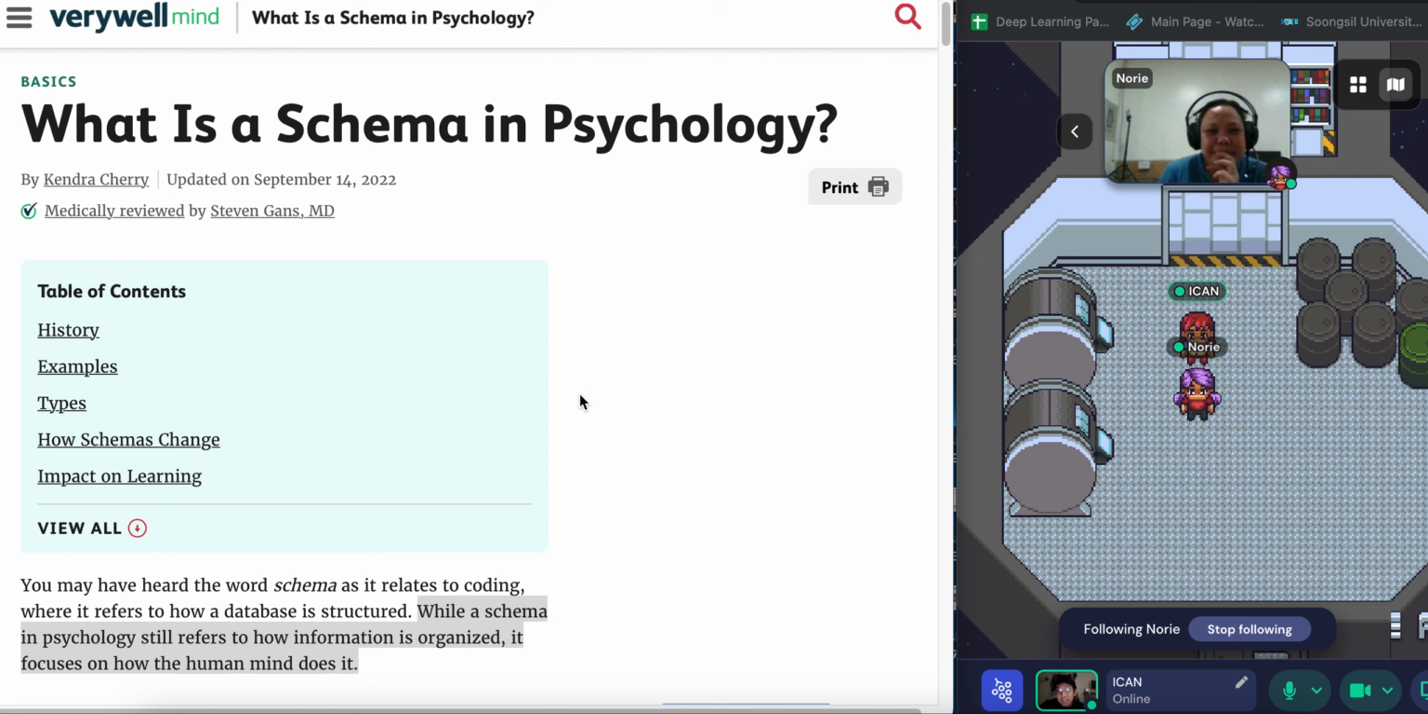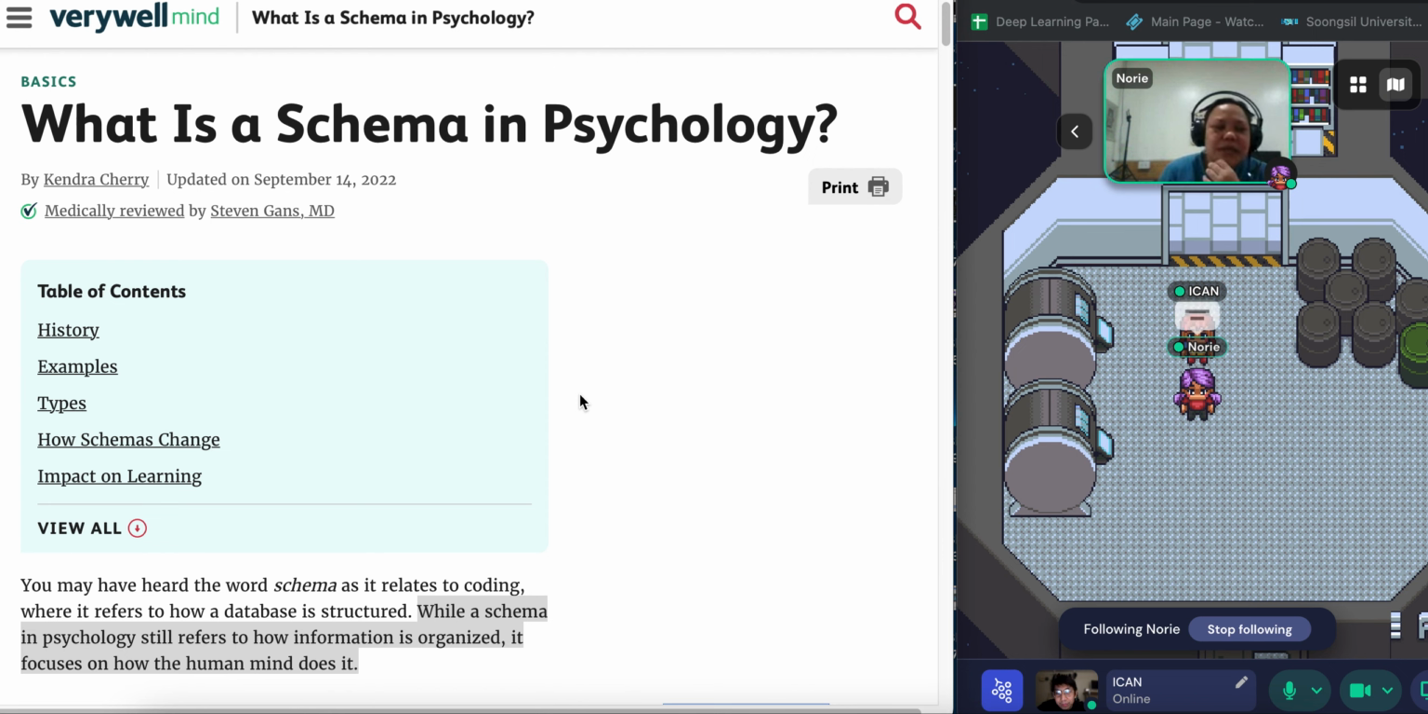For today's session, we are going to talk about schema. Have you ever heard of this word, schema? Well, yes, I've heard about it during one of the master classes that I attended. Okay, so what is your understanding of it?